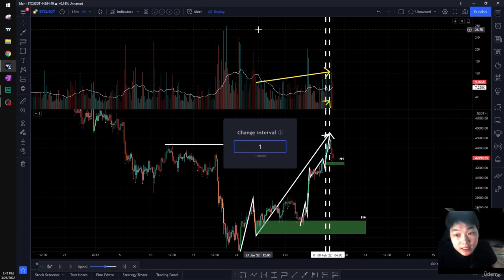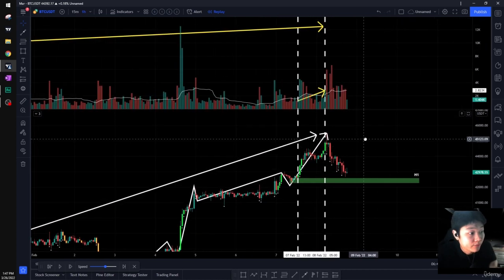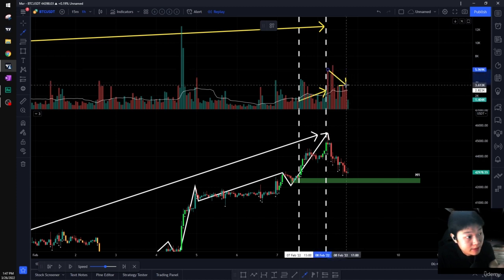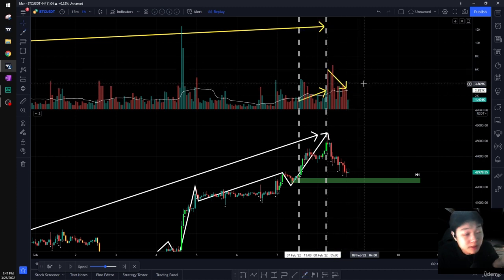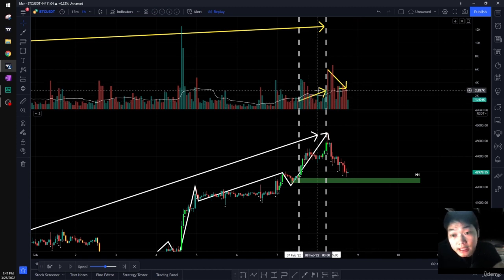So let's continue analyzing in the 1 hour time frame. In the 1 hour time frame, we can see that here is the first down candle and here is the last down candle. The momentum in the 1 hour time frame also shows you very obviously that buying orders are stronger than the selling orders.